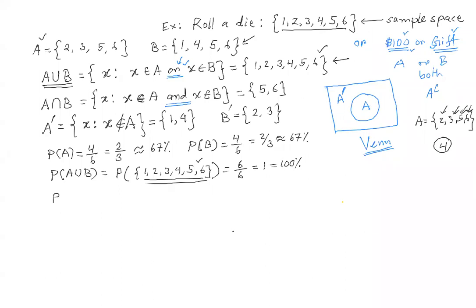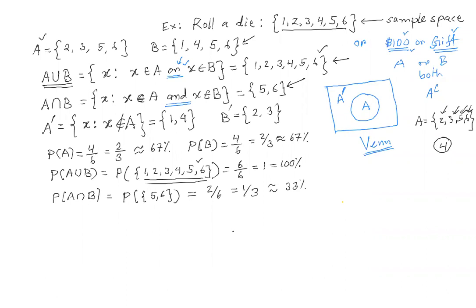Now let's talk about A intersection B. A intersection B, which we found, is 5 and 6. So the probability of A intersection B is 2 out of 6, because 5 and 6 are 2 numbers, which is 1/3, or approximately 33% chance.